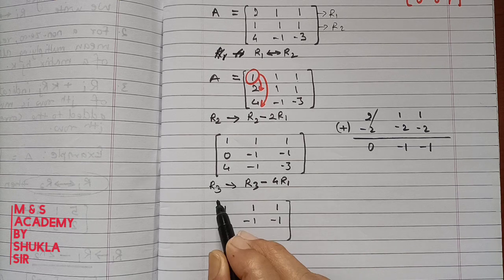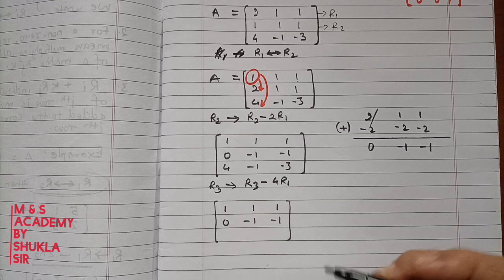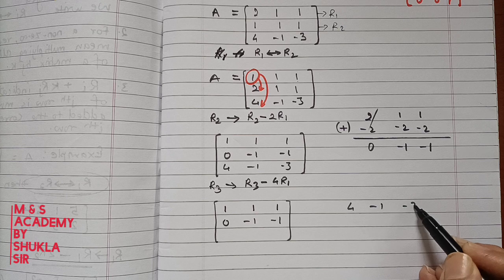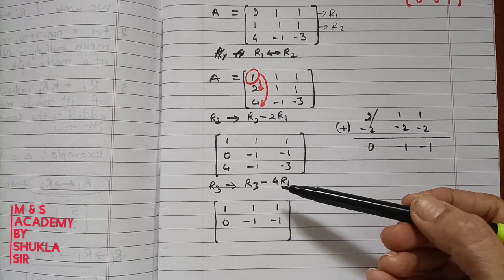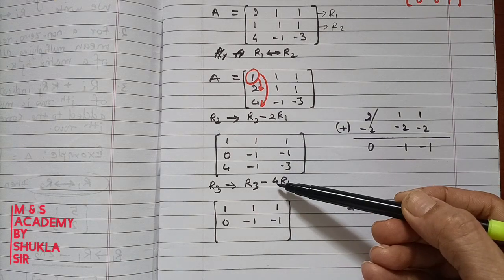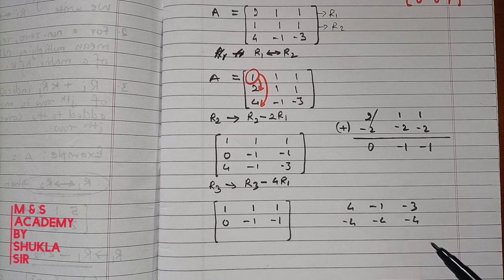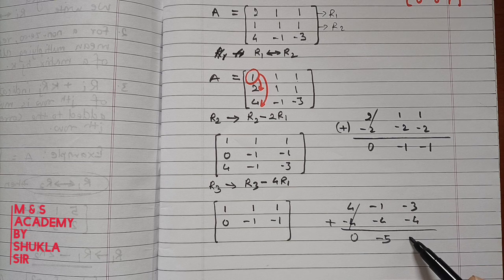Since the third row is changing, we'll write the element of the third row in a rough and multiply the first by minus 4. So this is minus 4, this is minus 4, this is minus 4. We'll add these ones. Plus minus gets 0. This is minus 5, this is minus 7. So we'll write 0, minus 5 and minus 7.